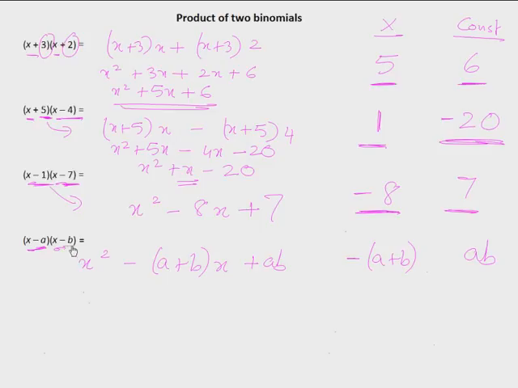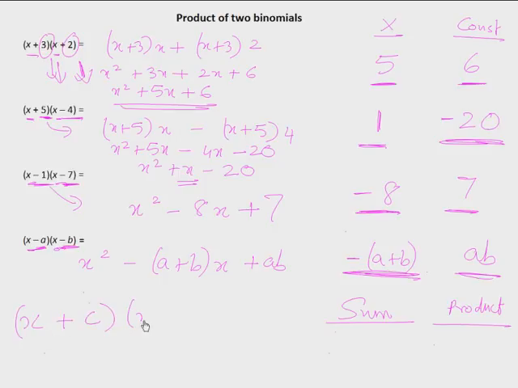Similarly here, minus a and minus b. When I add them, I get minus a minus b, which is minus of a plus b. And when I multiply minus a and minus b, I get ab. So this is the sum and this is the product of what? Of the second term of each binomial that is being multiplied. So here's the deal. If I'm multiplying x plus c and x plus d, the first term is always x, the second terms are c and d.